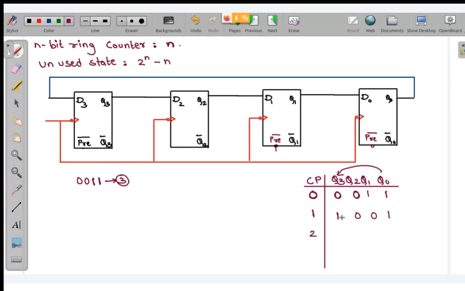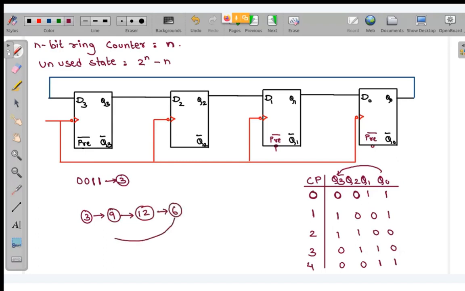In the second clock pulse, this 1 will be fed back over here, so 1, 1, 0, 0. In the third clock pulse, this will become 0, 1, 1, 0. In the fourth clock pulse, this will become 0, 0, 1, 1. So once again, you can see I am returning back to the same state. From 3, I went to 9, then 12, then to 6, and once again back to 3. So this is also a mod 4 ring counter where I have initialized the state from 3.